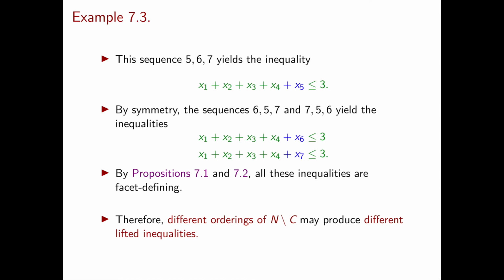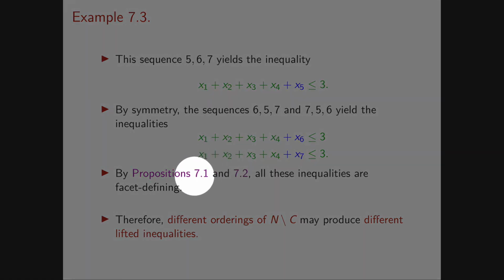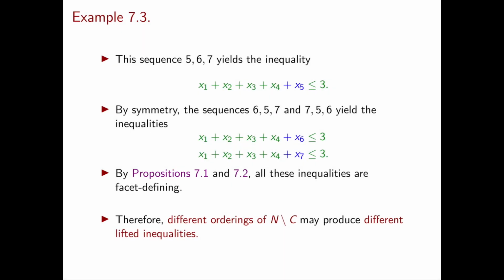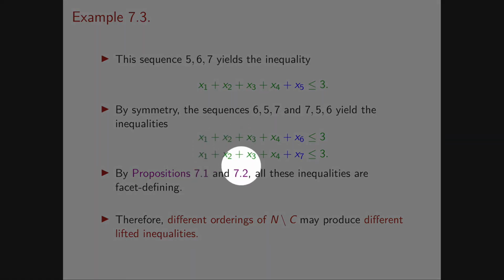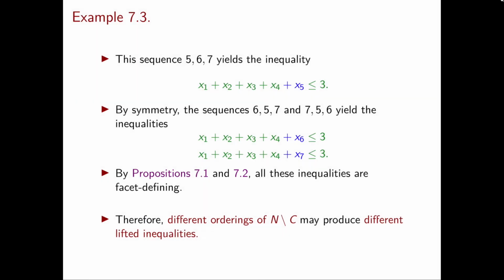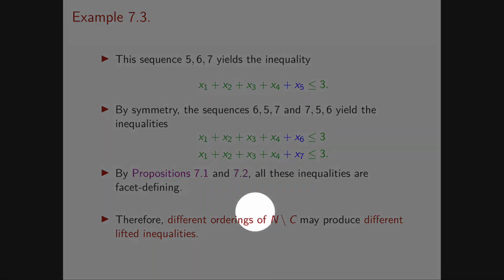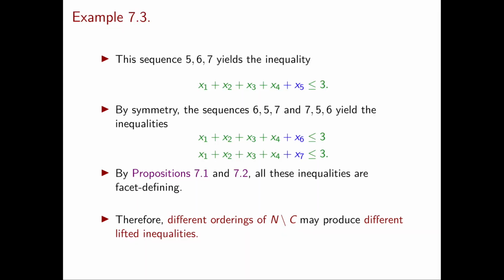We know by proposition 7.1 that the original inequality is facet defining for the corresponding face, and by proposition 7.2 the inequality obtained at the end of our sequential lifting is facet defining for the full set. So all these inequalities are facet defining for conv K. In particular, in this example, we've understood that if you pick different orderings of the variables to be lifted, you may obtain different lifted inequalities.